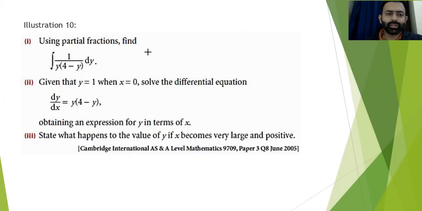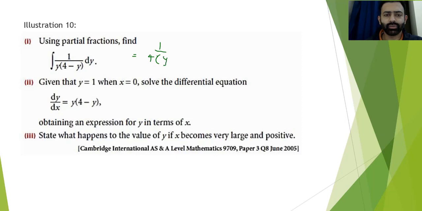Let us solve another question. Using partial fractions, find this, and then, given that y is equal to 1 when x is equal to 0, we have to solve this equation. Right, so let us quickly solve this. Partial fractions, let us do this. I know the direct method: if I put y equal to 0, I will get 1 upon 4 as the factor.